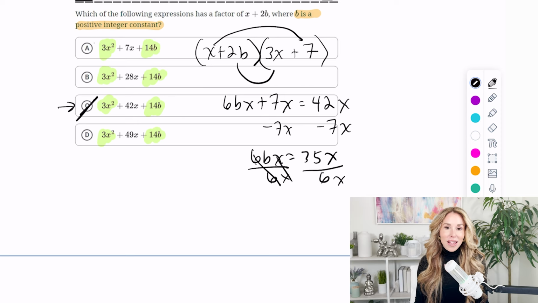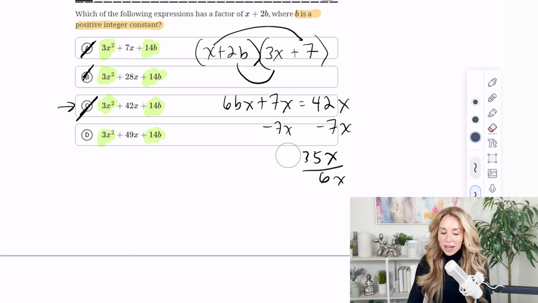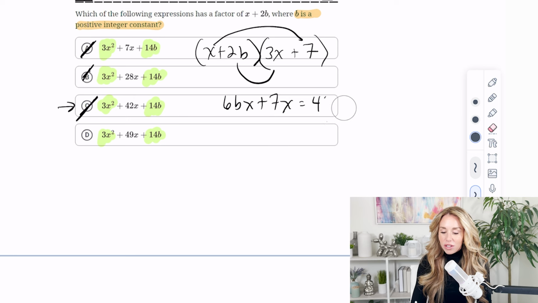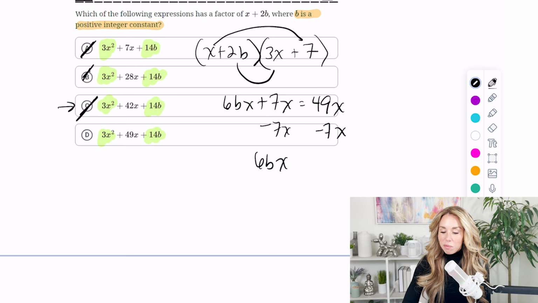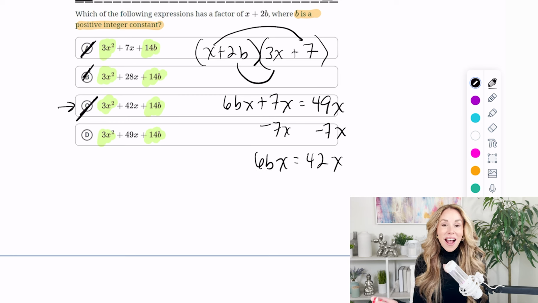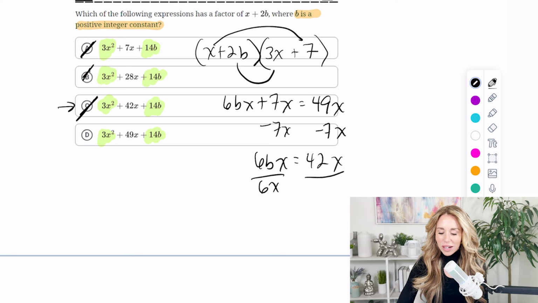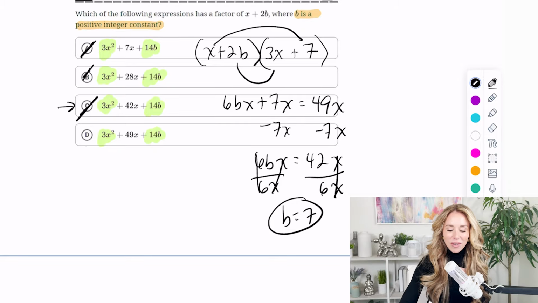If you test a and b, the same thing will happen. Let me show you why d is the right answer. So let's change that. Let's make it 49x. Take 7x away. What do you get? Well, you have 6bx equals 42x. I can already see this is going to work because 42 is divisible by 6. So when I divide both sides by 6x, b ends up being 7, which is an integer. So the answer is D.